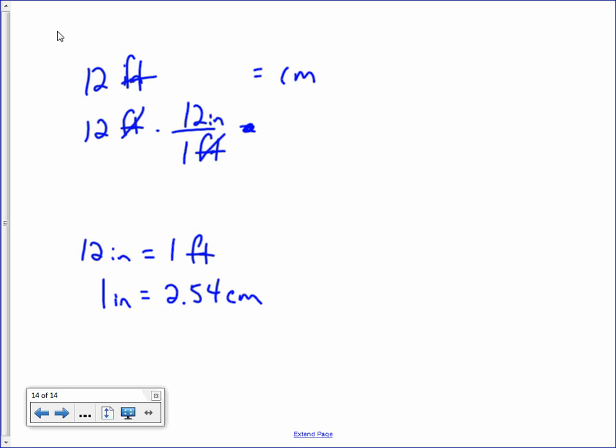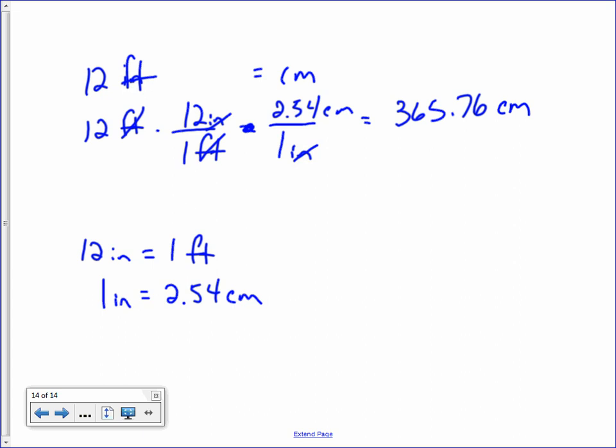Now the next thing you need to do is change from inches into centimeters. Once again, diagonal from inches, I need to have the other inches. In 1 inch, there are 2.54 centimeters. Now if I do that, my inches cancel out, and what I'm left with is whatever I get when I take 12 times 12 times 2.54. You get the answer of 365.76, and the only label left is centimeters.